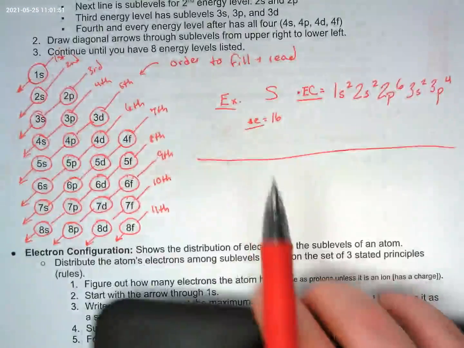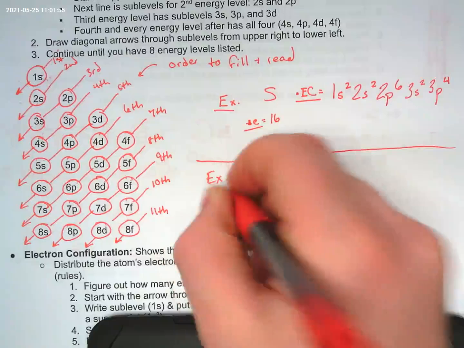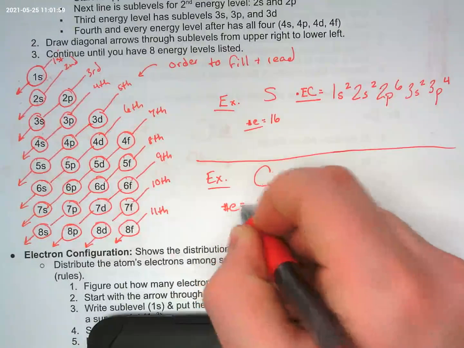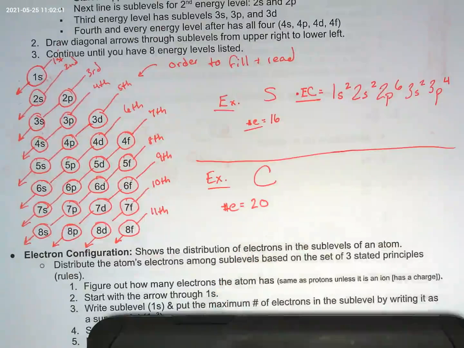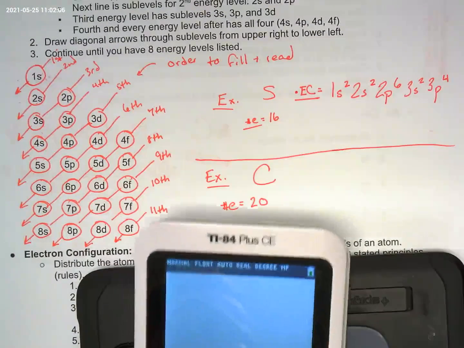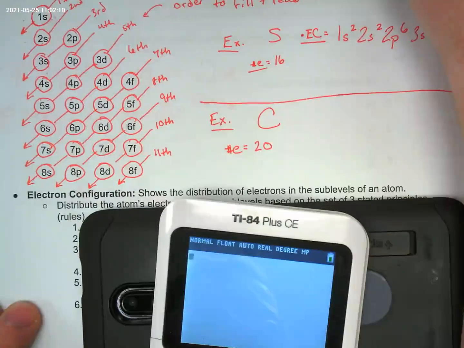All right, let's do maybe another one. Let's try calcium. Looking at the periodic table, calcium is going to have 20 electrons. Let me position this so we can still read everything.